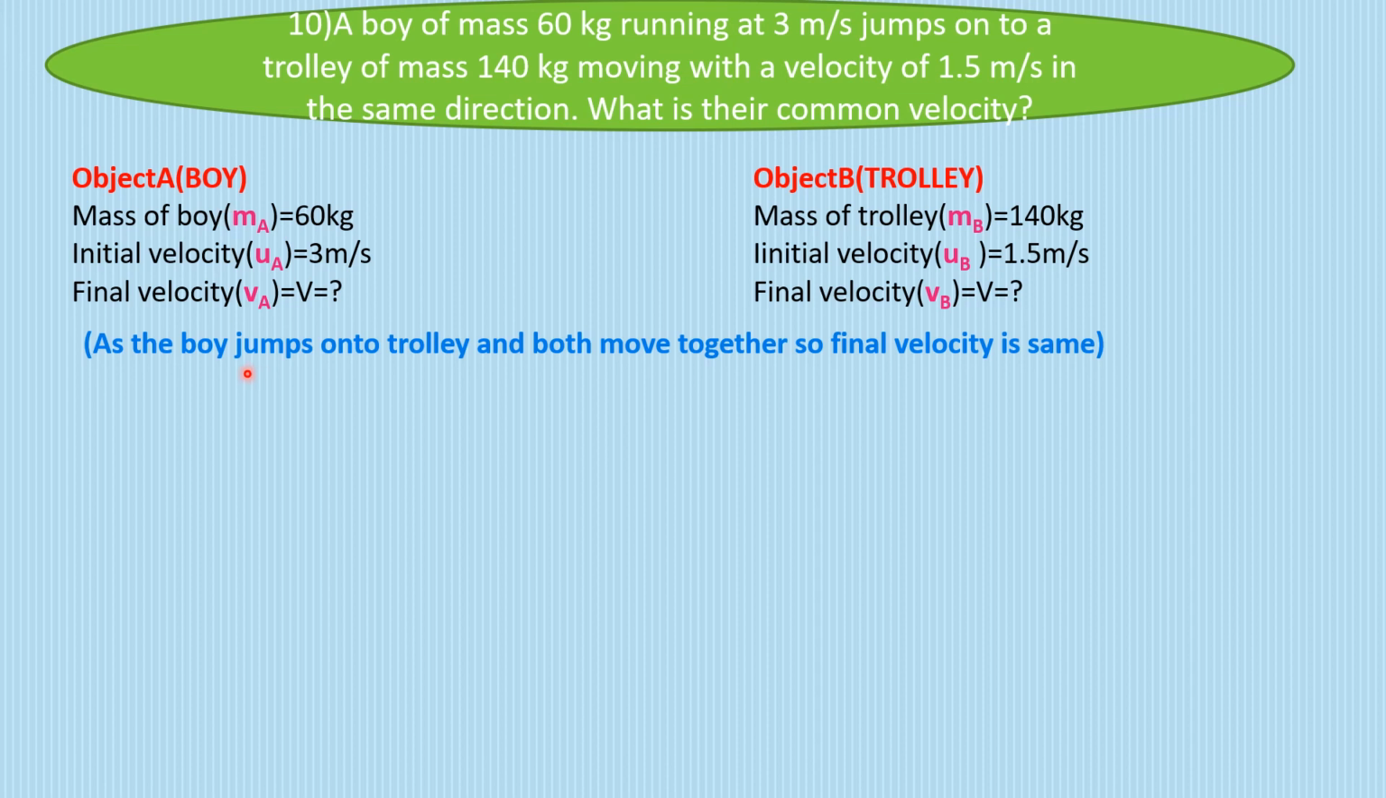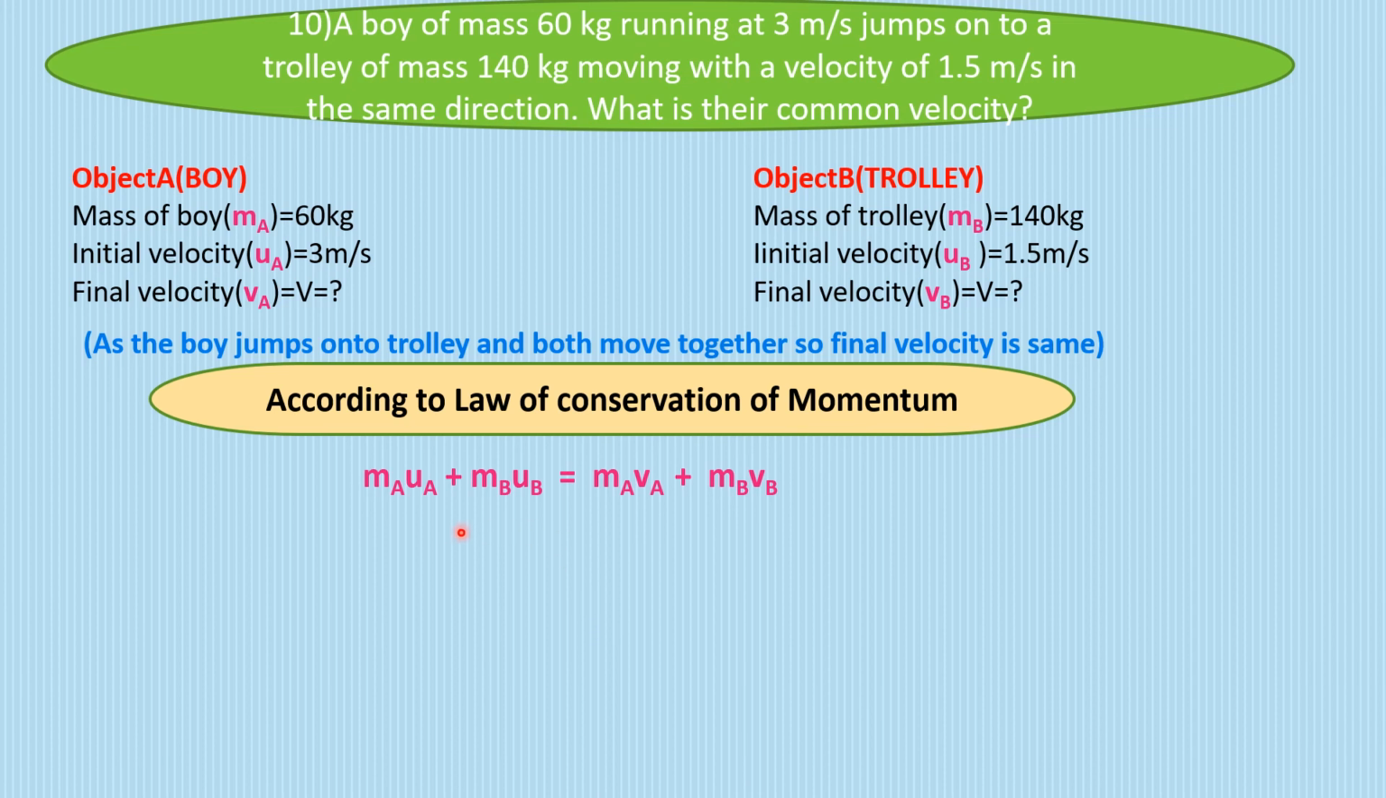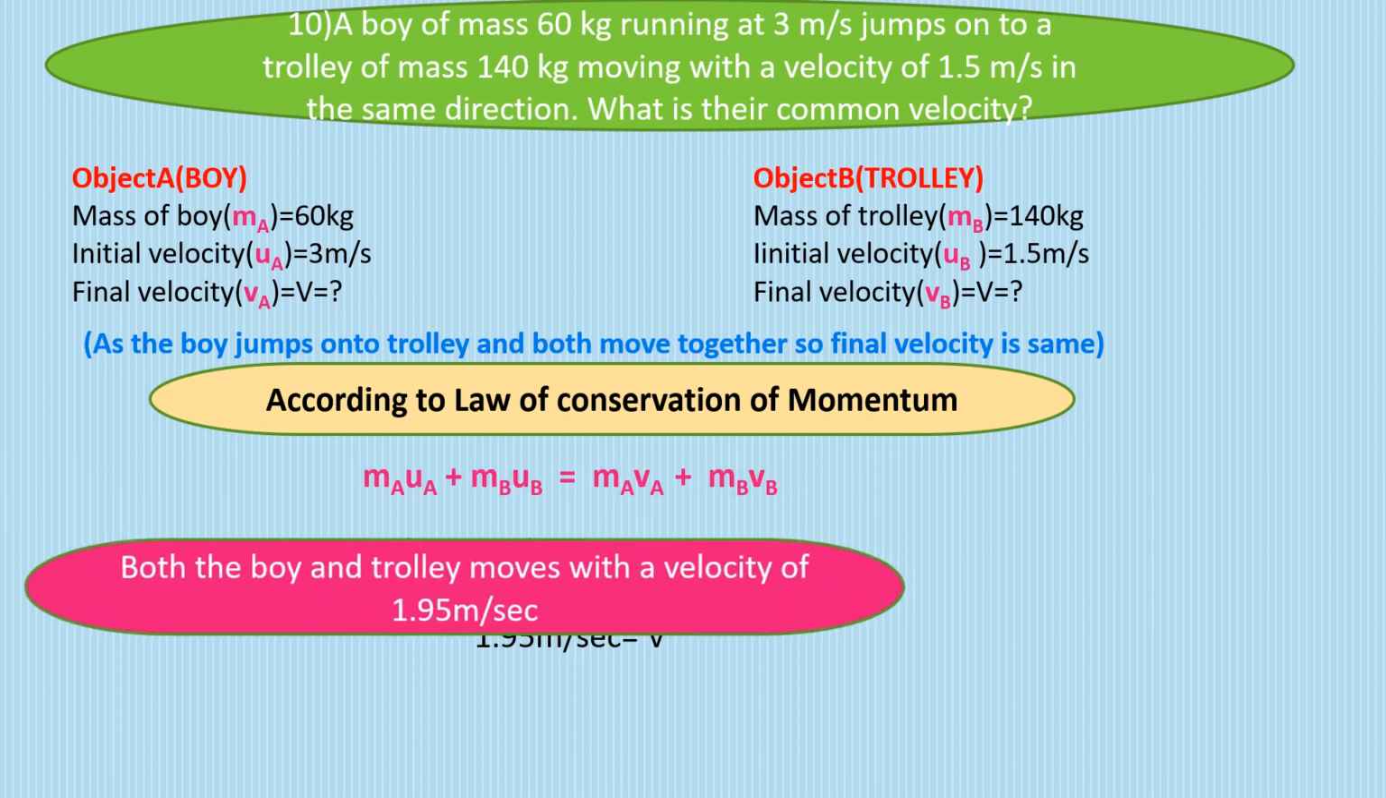So this again you have to mention the reason, that as the boy jumps onto the trolley and both move together, so the final velocity is the same, hence we're considering it to be capital V. We'll apply the formula according to the law of conservation of momentum. This is the statement that you have to write. The formula is this. Substitute all the values with the sign. Everything is positive, substitute everything. 60 into 3 plus 140 into 1.5. Then 60 into V plus 140 into V. So it's 200V and we'll solve this, 390. When you divide, the answer will come out to be 1.95 meter per second.